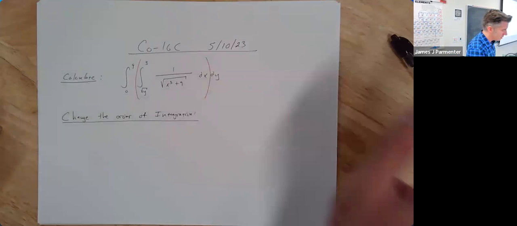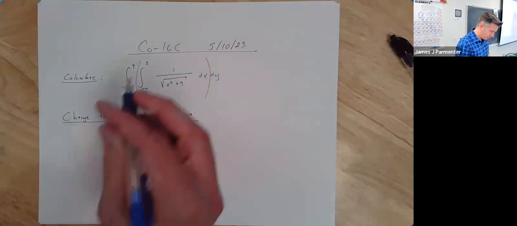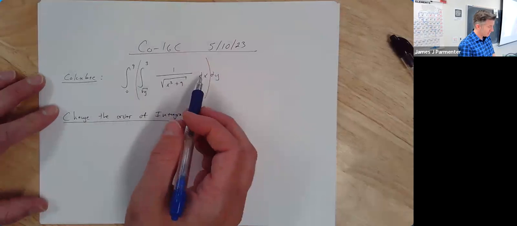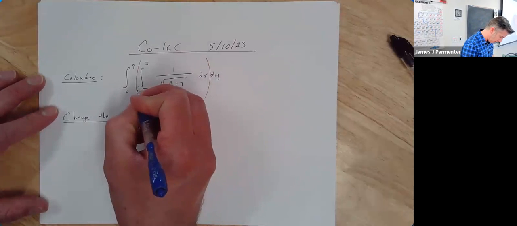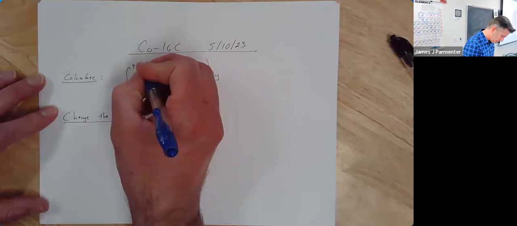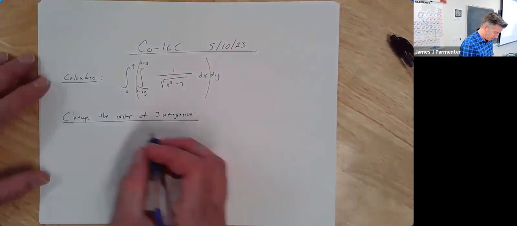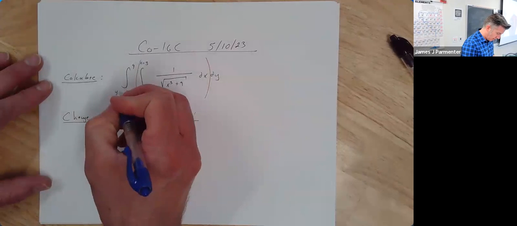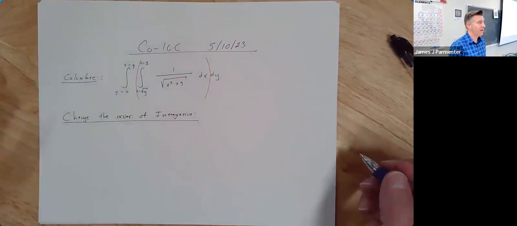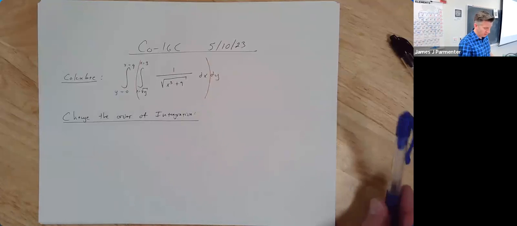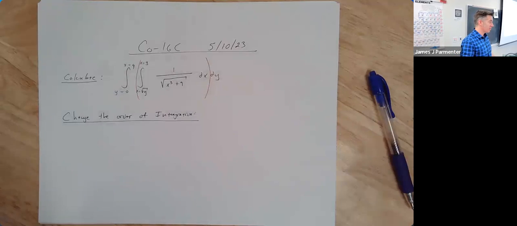I'm going to point out that these limits of integration, the inner limits, well, since that's a dx on the inside, that's saying x is going from the square root of y to 3. And my outer limits of integration are y equals 0 to y equals 9. So if we have to change the order of integration, we always start off by just drawing the region that we are integrating over.